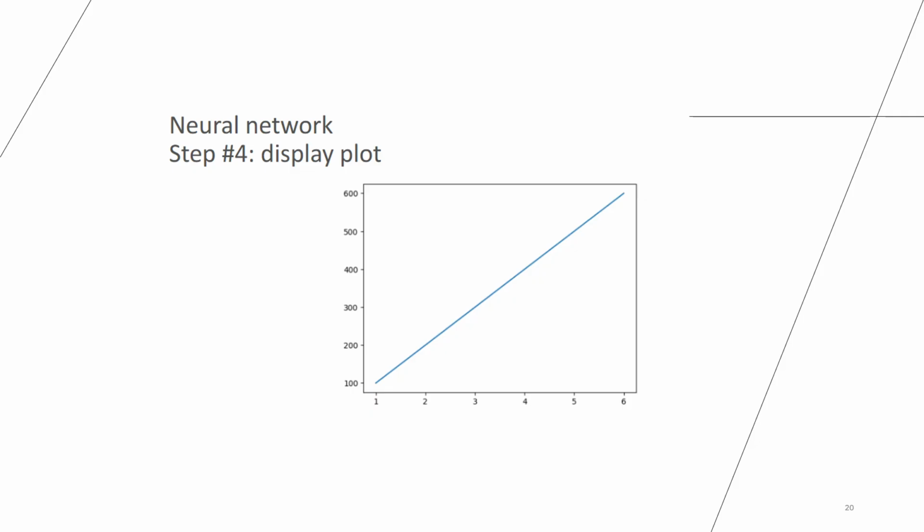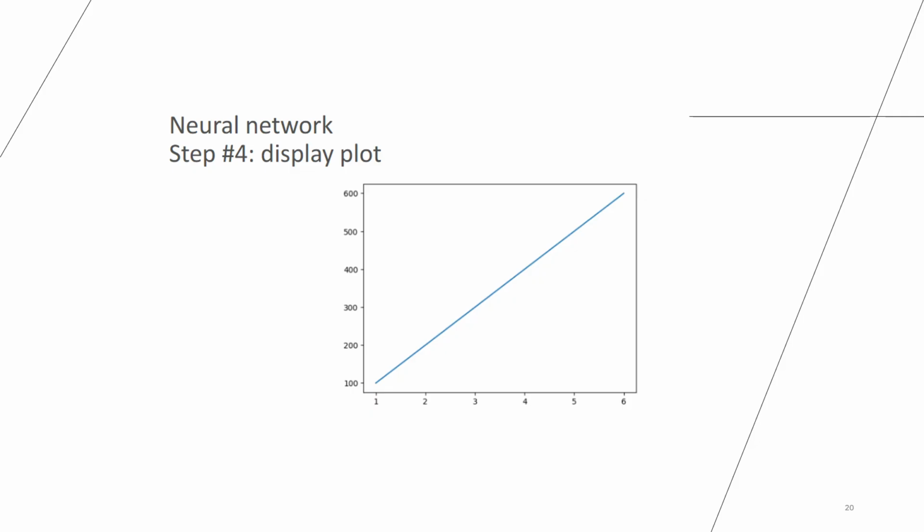When the plot is displayed, we can see a straight line connecting the points in the dataset. Along the horizontal axis, we have the input values ranging from 1 to 6. Along the vertical axis, we have the corresponding output values ranging from 100 to 600. The line clearly shows that as the input increases, the output increases at a constant rate. This tells us that the relationship between the variables is linear. In other words, the output grows proportionally with the input.